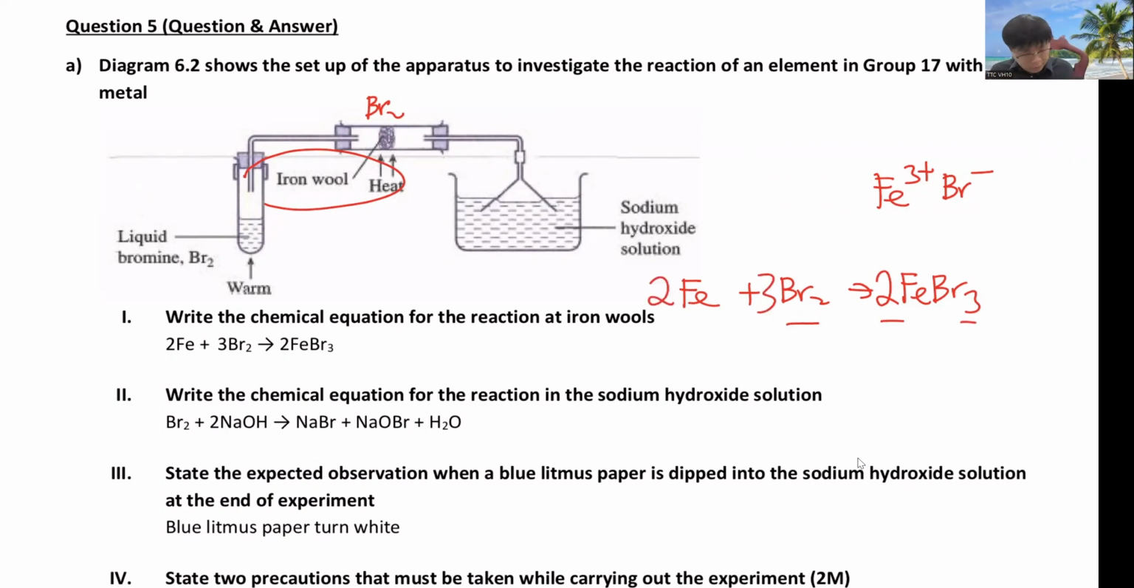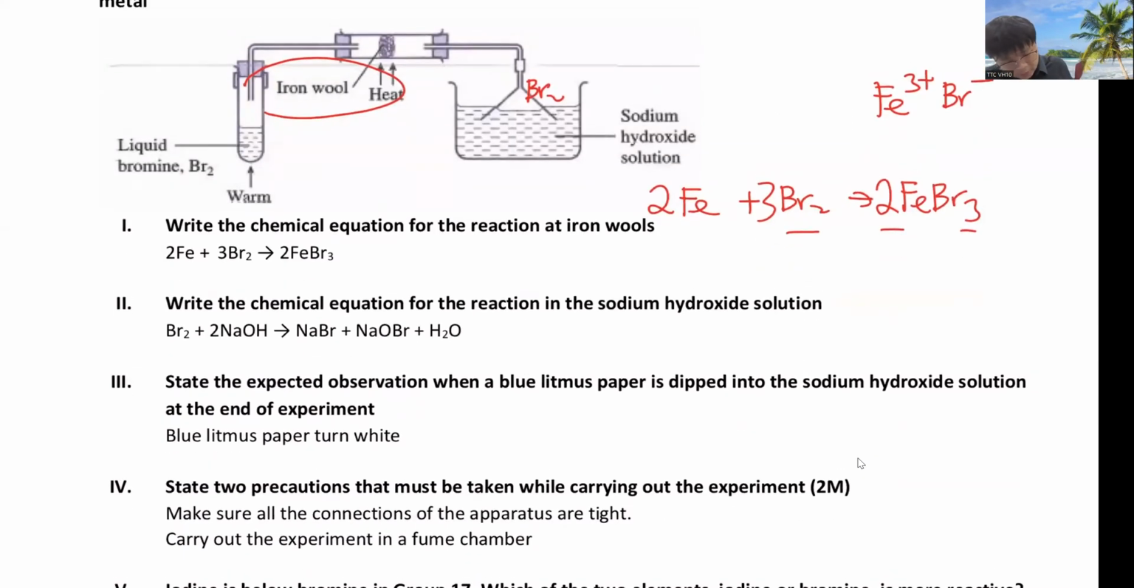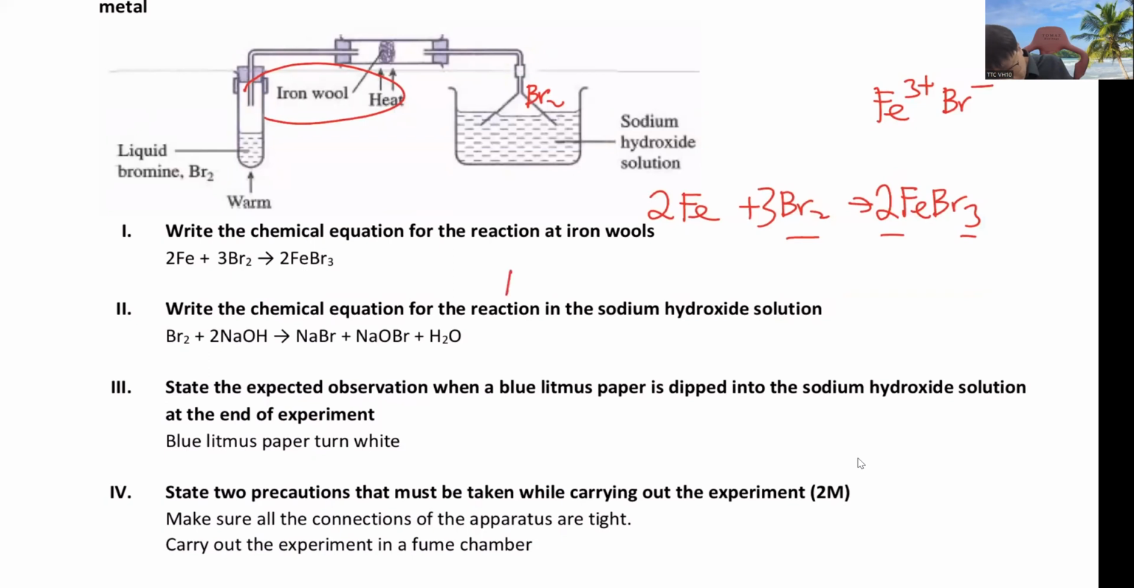Okay, so after that, the unreacted bromine will go further inside and react with the sodium hydroxide. So how is the equation? Very simple. NaOH plus Br2, or maybe writing Br2 plus NaOH.